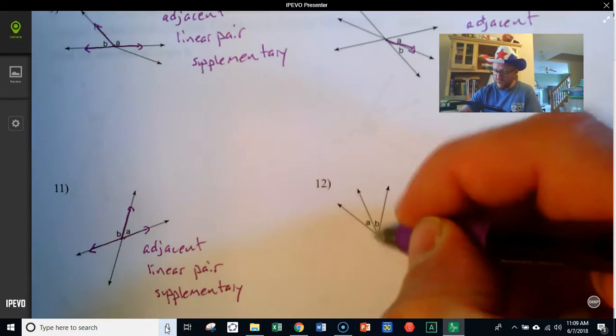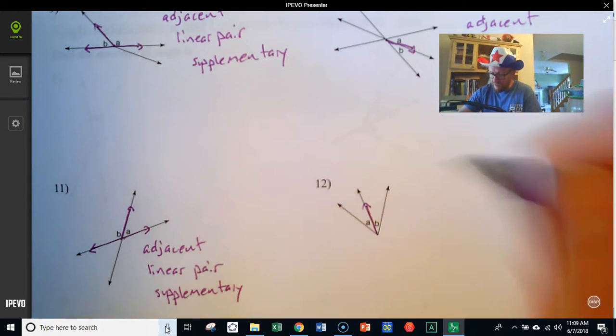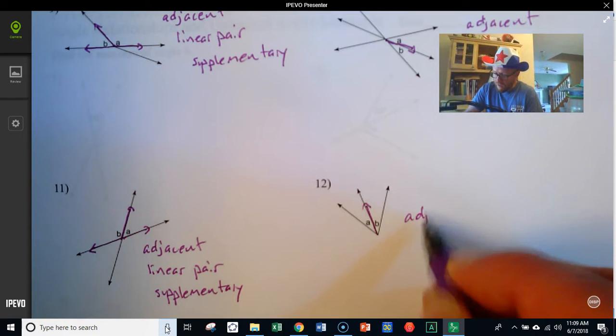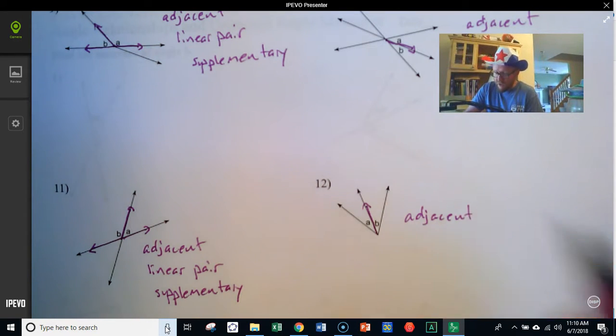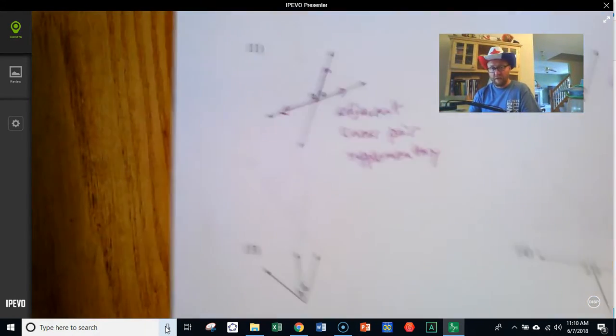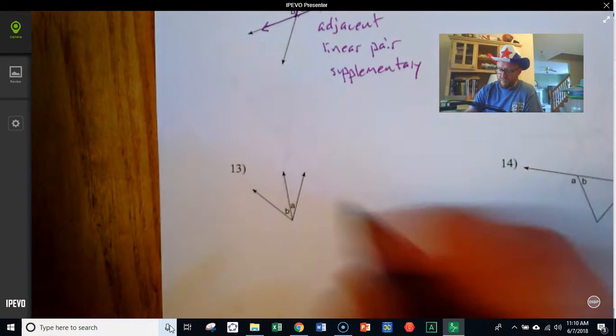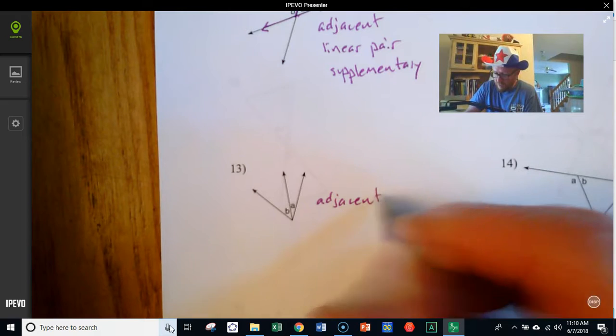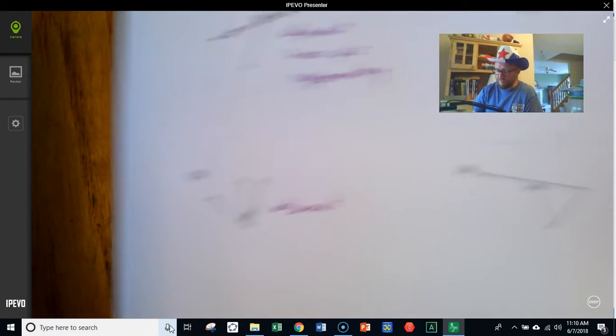All right, these two angles, A and B, they share a common side, so they are adjacent, but we don't have any other information about them. Not supplementary, not complementary. I suppose not, very unlikely, but certainly nothing there to indicate that, so we can't make that claim. Down here, 13, it's the same kind of deal. They are adjacent, but we don't have enough information to say anything else about them.